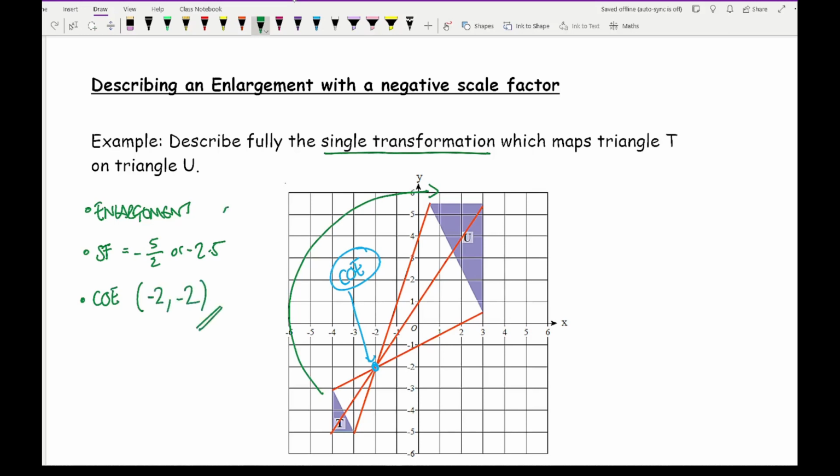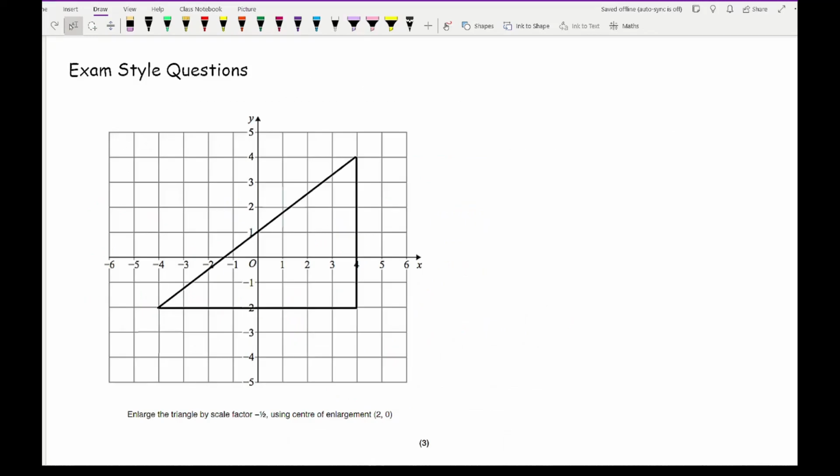Now often these questions are worth 3 marks, so you get 1 mark for stating enlargement, 1 mark for the correct scale factor, and 1 mark for the correct center of enlargement. If it's worth 4 marks, it might be because of the complexity of the shape, or they may be generous and give you marks for the negative on the scale factor, but also 1 mark for each correct ordinate of the center of enlargement. So let's have a look at some exam style questions.